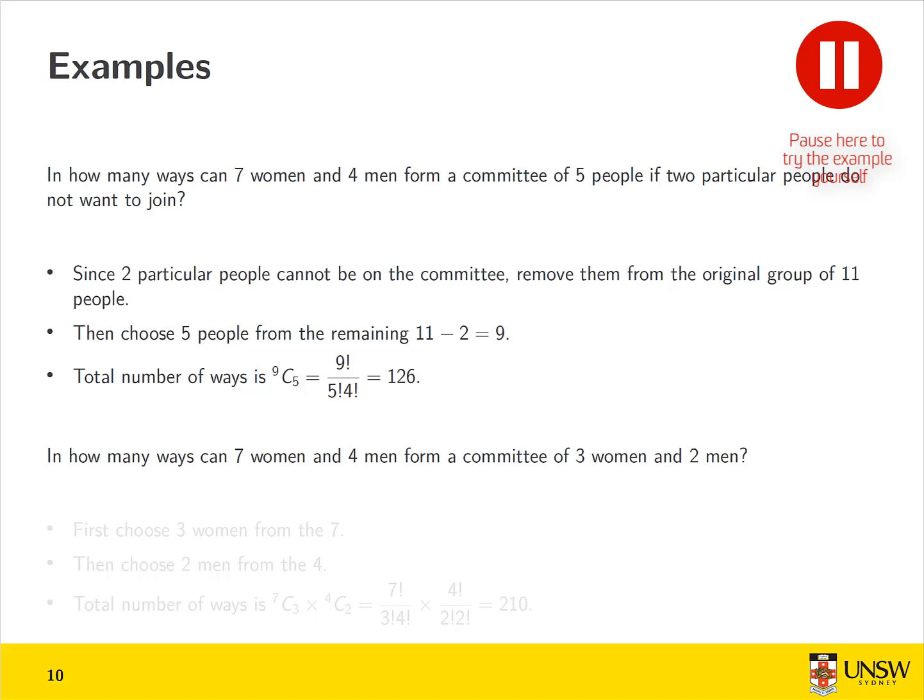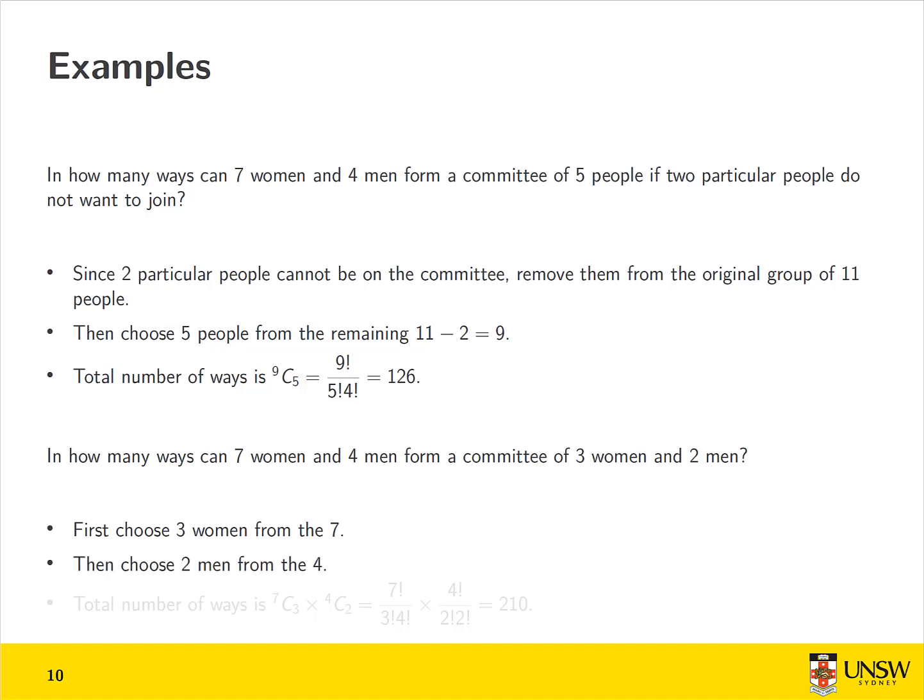Suppose instead that out of the 7 women and 4 men, the committee must comprise 3 women and 2 men. Then we can first choose 3 people from the group of 7 women, and then choose 2 people from the group of 4 men. Then the total number of arrangements will be 7C3 times 4C2, or 210.